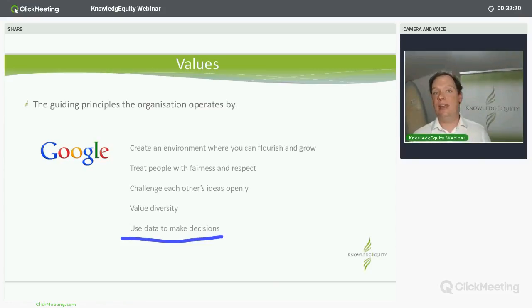Because we're going to talk about big data and analytics and whatnot, perhaps this should become a value for a lot more companies. Create an environment where you flourish and grow, challenge each other's ideas openly, right? Constructive criticism. Don't take the word openly as just telling people, hey, your idea is crap. Value diversity, really important. Still, companies are struggling to get their head around the huge advantages in having a diverse organisation. And use data to make decisions, an interesting one.